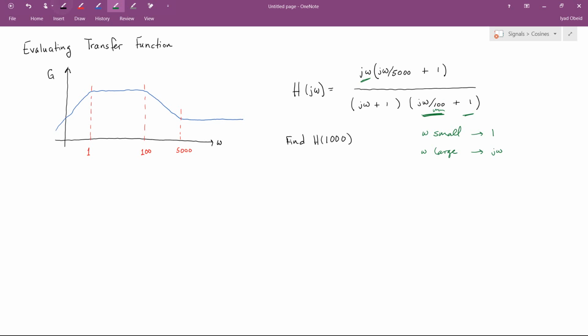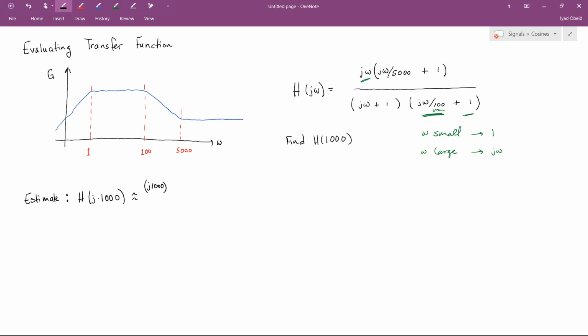So let's go ahead and figure this out. We'll start with the estimation method. In the estimation method, I'm going to go term by term and figure out which term is winning. Let me back up a second. H of j times 1,000, we're dealing with a specific frequency, is approximately equal to... the first term is j omega. Well, there's no term there to win, it's just j omega. So we're going to keep that as j1000.